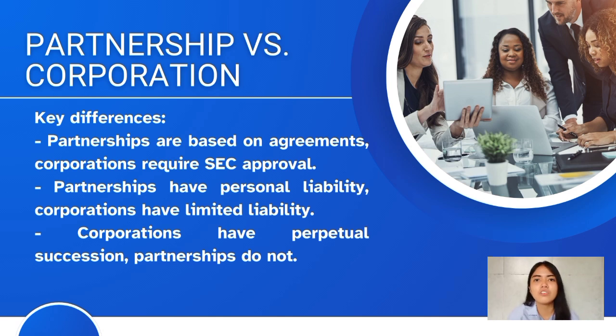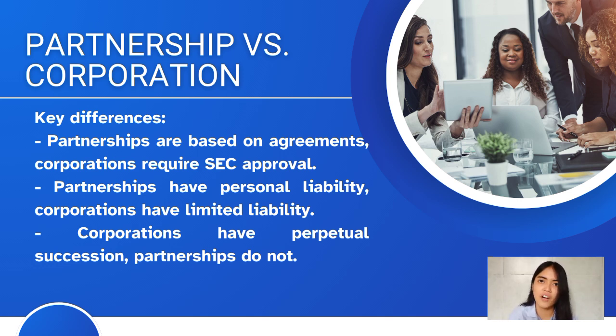Third, management. Partners directly manage the business unless stated otherwise, while corporations are governed by a board of directors. Juridical personality. A partnership exists upon signing the contract, while a corporation gains legal status only after receiving an incorporation certificate. Number 5, number of members. A partnership requires at least 2 people, while a corporation needs at least 5 incorporators. 6, right of succession. Unlike partnership, corporations have perpetual existence unless dissolved.